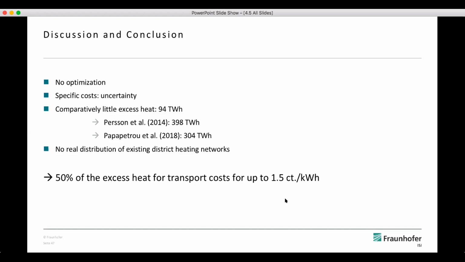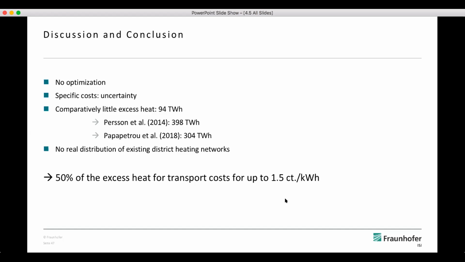And as we have also seen in the presentations before, other top-down estimations are a bit higher, up to 3 or 4 times higher. Here we are using at least a bottom-up database for the plants. So we could increase this if we have more information for more plants.